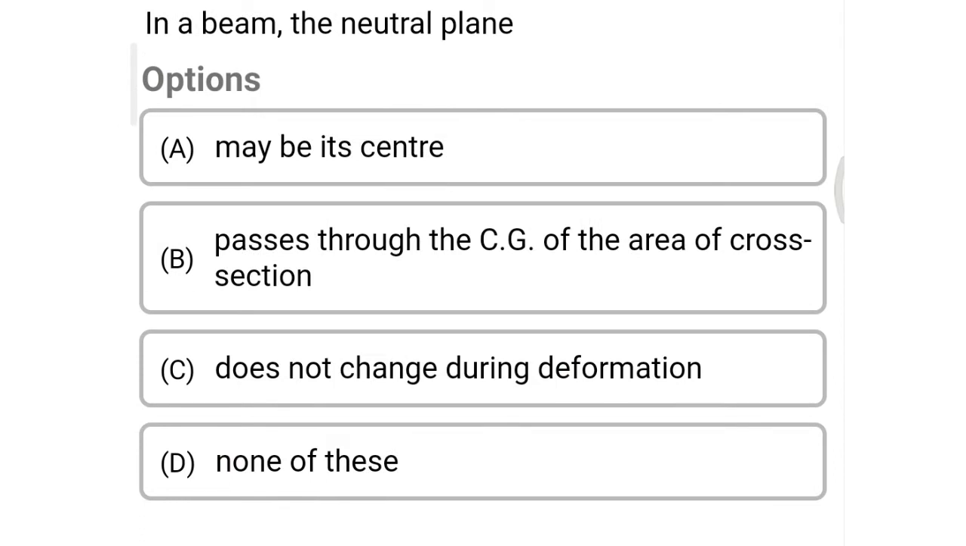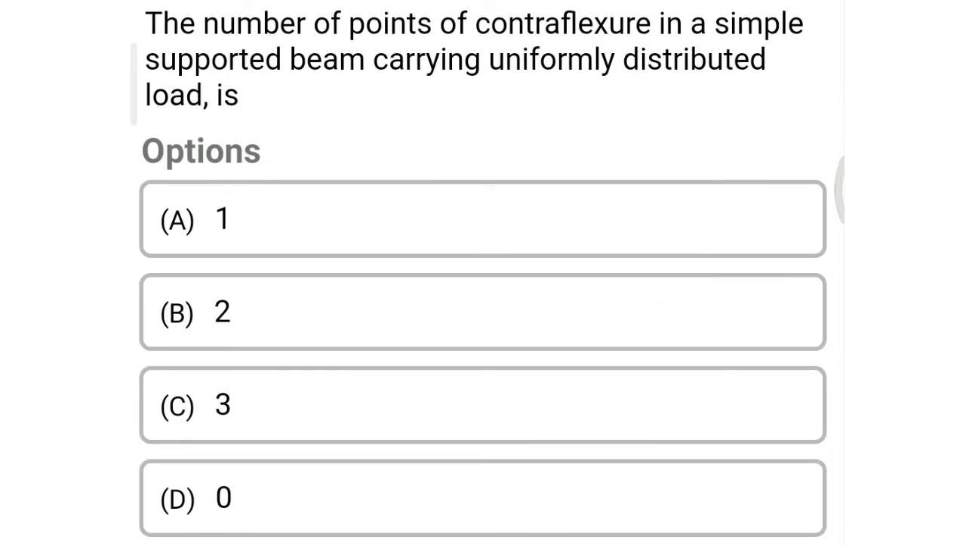So next question, in a beam the neutral plane option A may be in center, option B passes through the center of gravity of the area of cross section, option C does not change during the deformation, option D none of these. So the correct answer is option C, does not change during deformation. So next question, the number of points of contraflexure in a simply supported beam carrying the uniformly distributed load is option A 1, option B 2, option C 3, option D 0. So the correct answer is option D, 0.